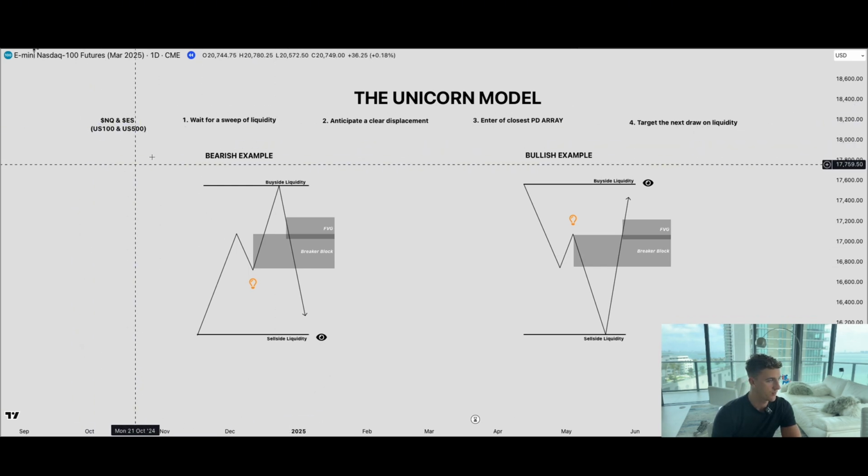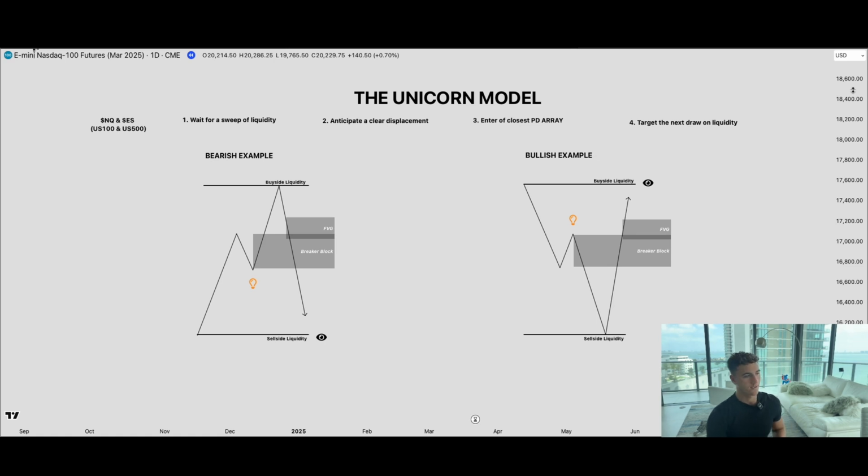First things first, what pairs can you trade when using this model? The best pairs that work, and from my experience have been very profitable, are definitely the indices. So NQ and ES. If you're on a Forex broker, you can use US 100 or US 500. Literally the same exact thing, just on a Forex broker. Of course, I do recommend trading this strategy on futures using NQ and ES. The strategy works best on NQ and ES, all right?